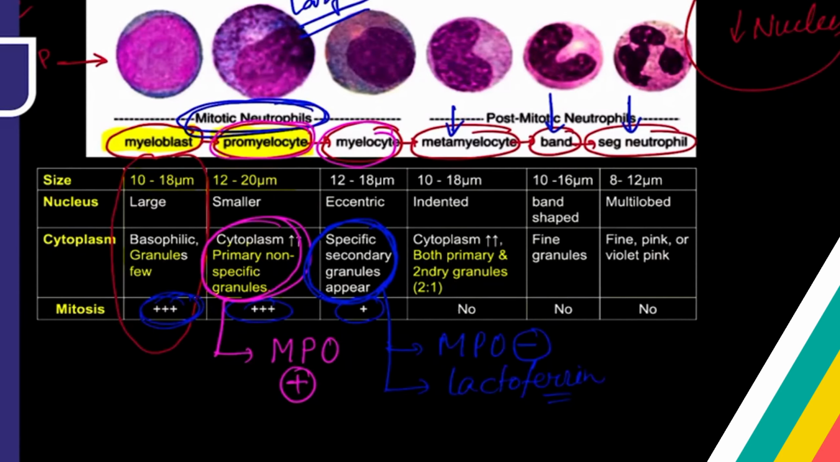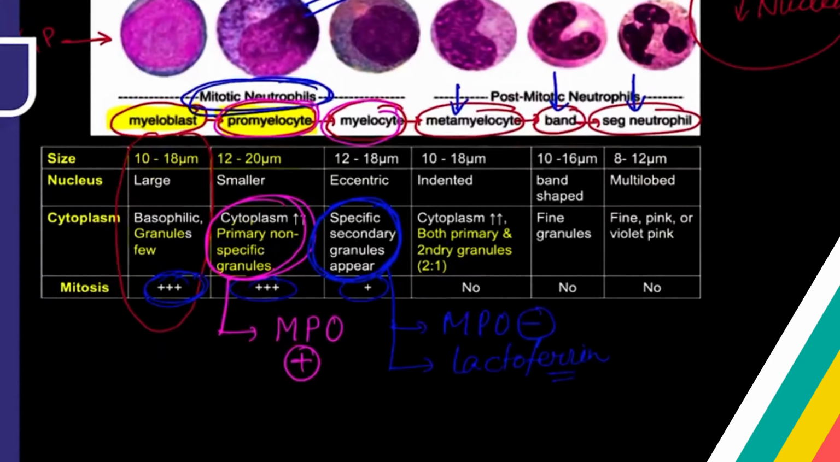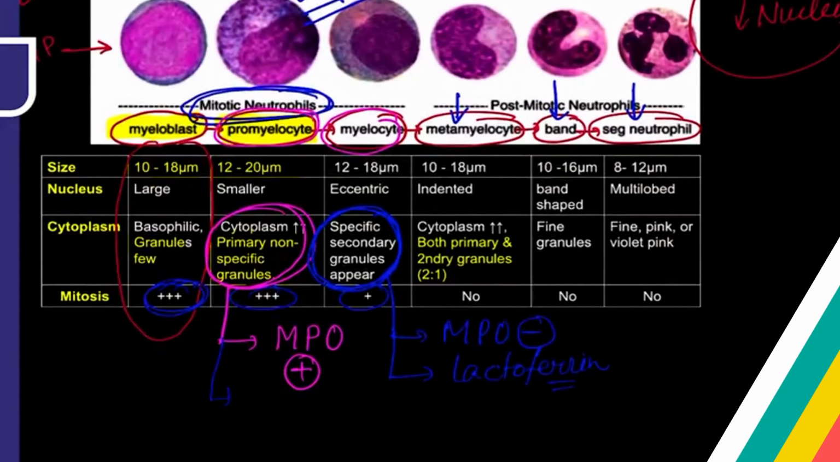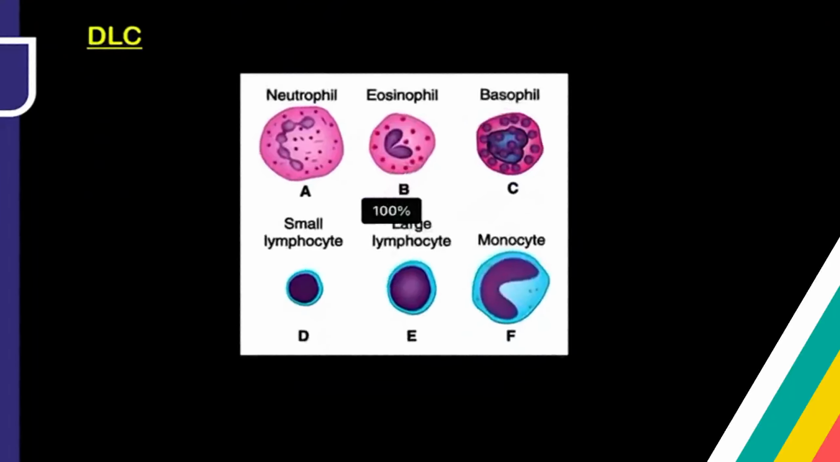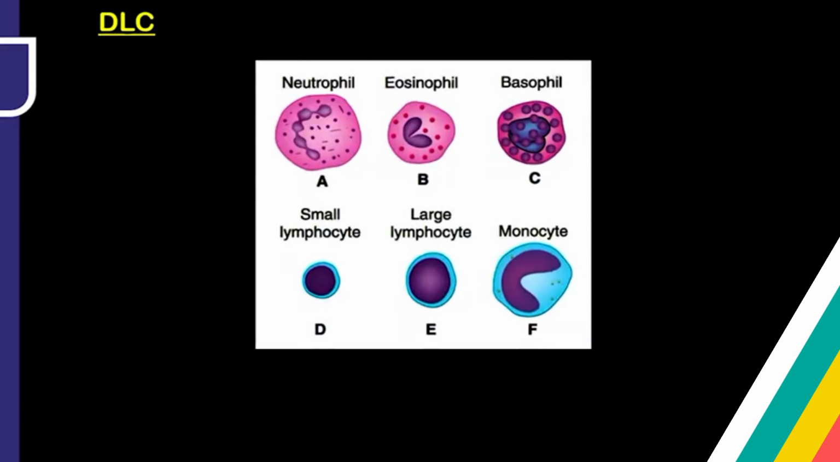But myeloperoxidase is a very toxic substance. Along with myeloperoxidase, there are also cathepsins. You may not remember them, but cathepsins are also there inside this primary granule. But the secondary granule means myeloperoxidase is negative, but substances like lactoferrin are present in this granule. So these two are also important to remember in this picture, right? Now after that, we all know that in the peripheral blood, various types of neutrophil are there.